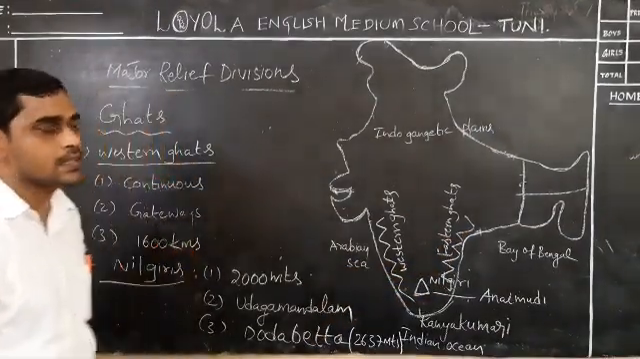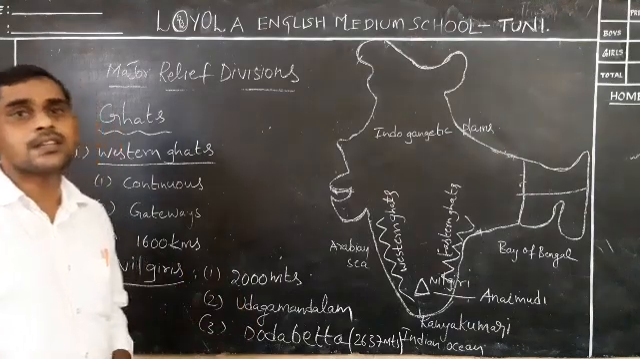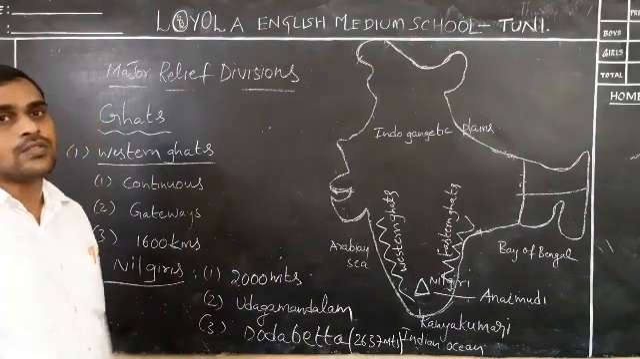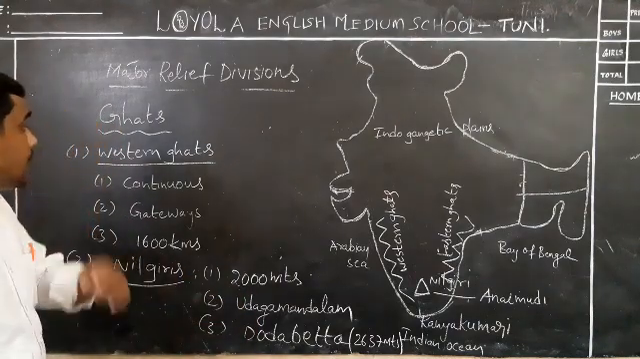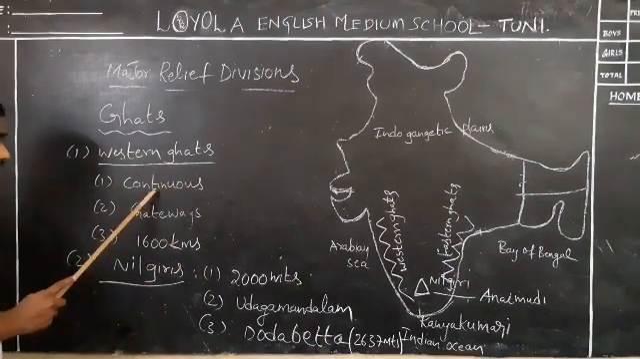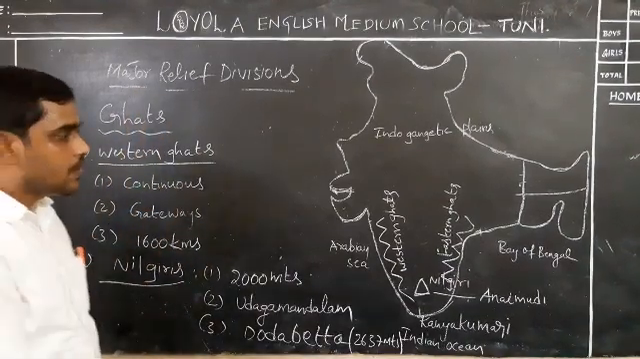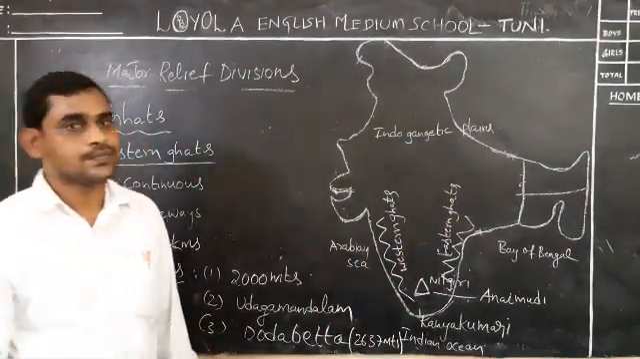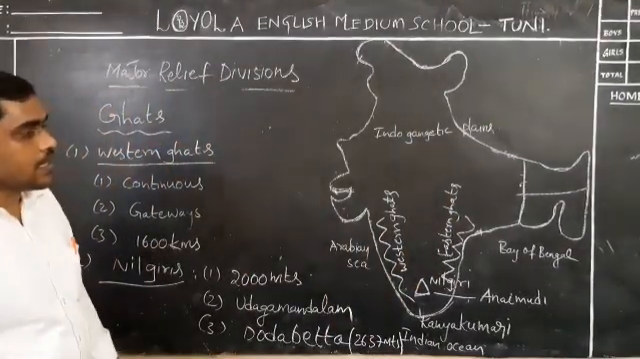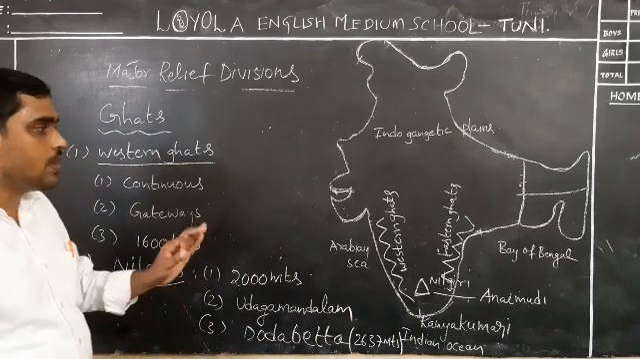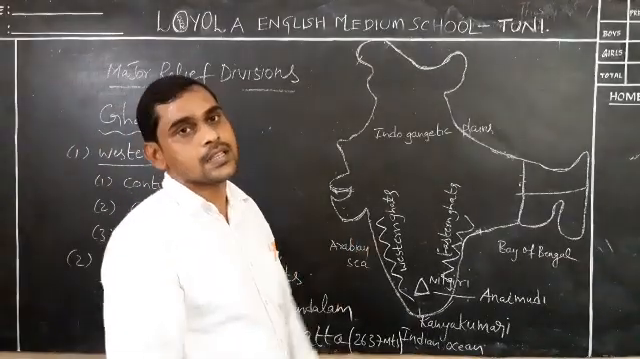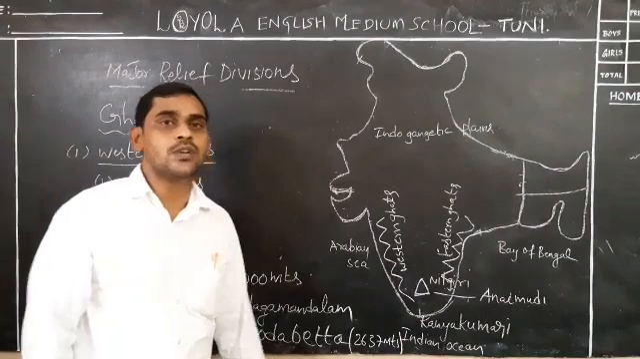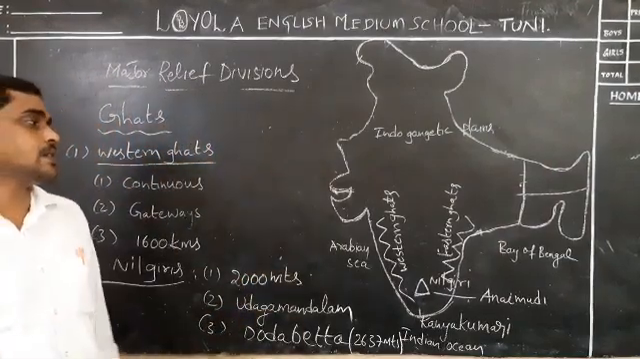Here the Eastern Ghats are not continuous. Already I said the Western Ghats are continuous, but the Eastern Ghats are not continuous. How many meters have they extended? Only 900 meters. They have extended only 900 meters.